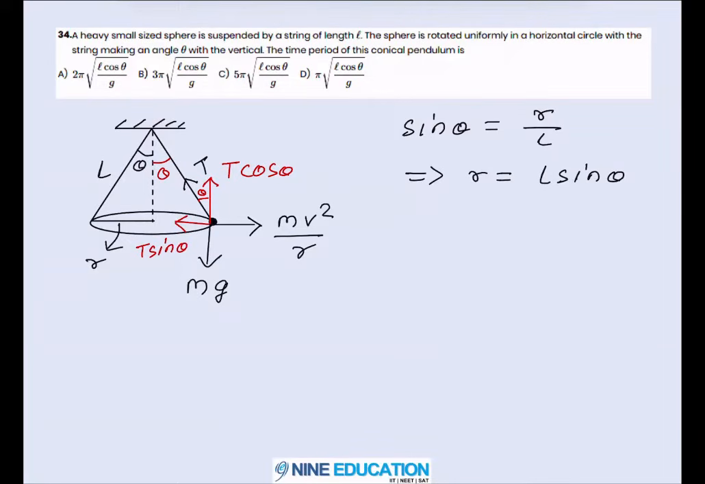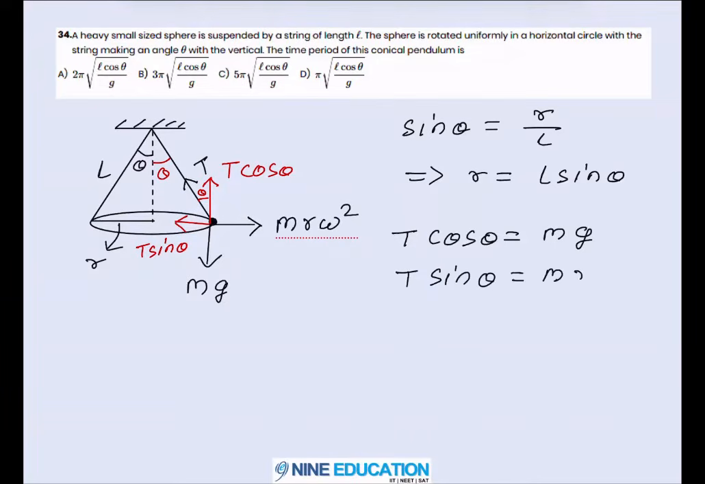Now, let us write down the FBD equations. If the ball is in equilibrium with respect to the vertical direction, then I can write T cos theta is equal to mg. And instead of writing mv square by r, it would be better to use m r omega square as the centrifugal force. So T cos theta is mg, while T sin theta is m r omega square.